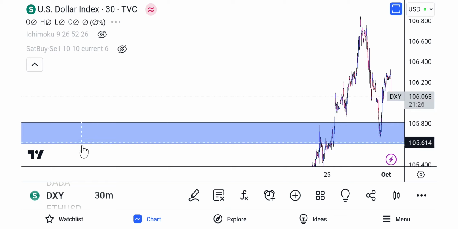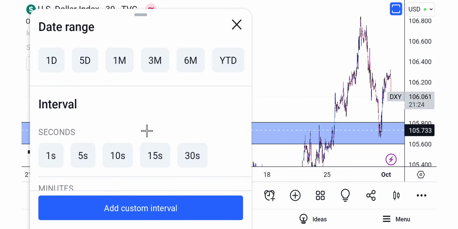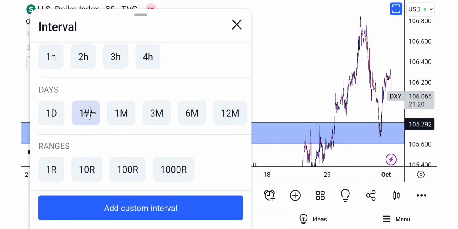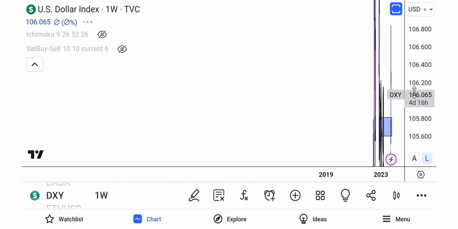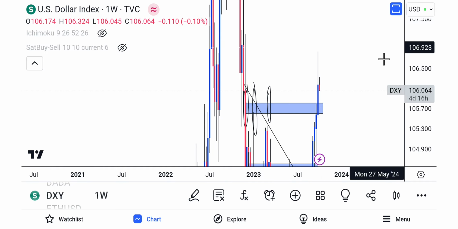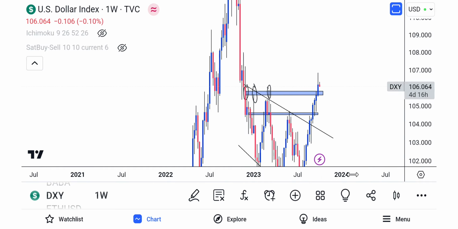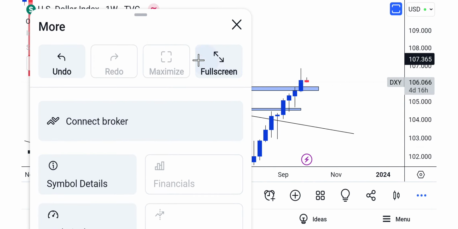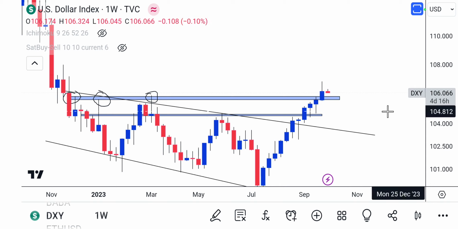Okay, as usual, we're going to start from the weekly time frame. So this is the weekly time frame. I'm going to expand the chart this way. Let me just make this bold, full screen.